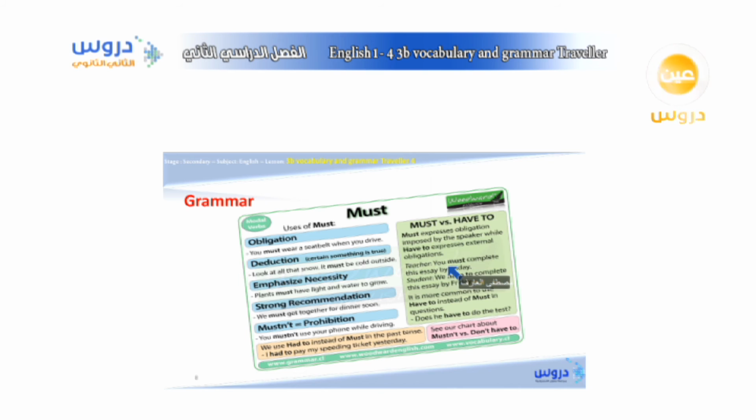Teacher, you must complete this homework or you must complete this essay by Friday. Student, we have to complete this essay by Friday. So the teacher can use must as an imposed speaker, but the student says we have to complete it. Also, it is more common to use have to instead of must in questions. Does he have to do the test? We can say must he do the test and so on.